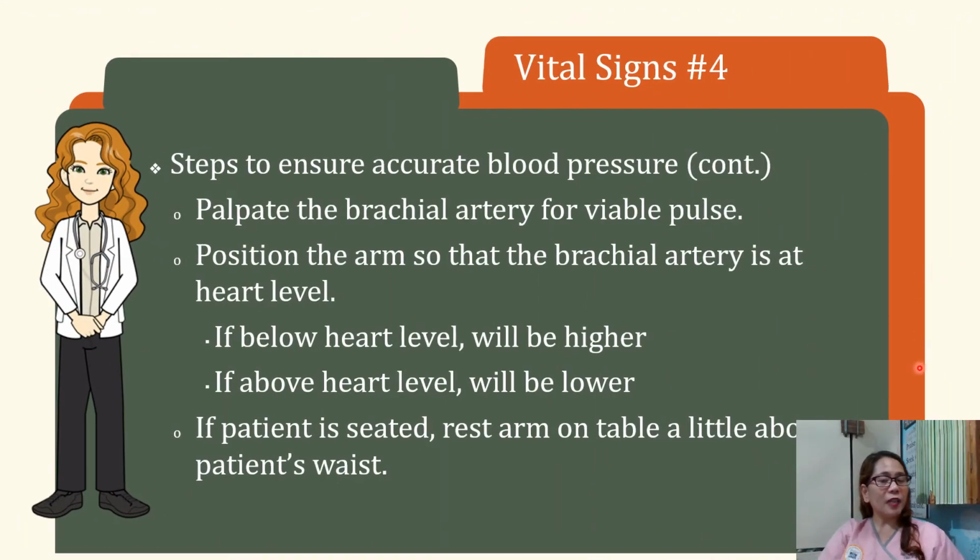palpate the brachial artery for viable pulse. So, in the next slides, there will be a video presentation of how to take blood pressure. Position the arm so that the brachial artery is at the heart level. Remember that if below heart level, the reading will be higher. If above heart level, the BP reading will be lower. So if patient is seated, rest the arm on a table a little above the patient's waist.